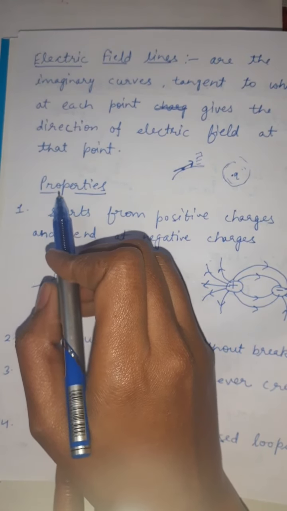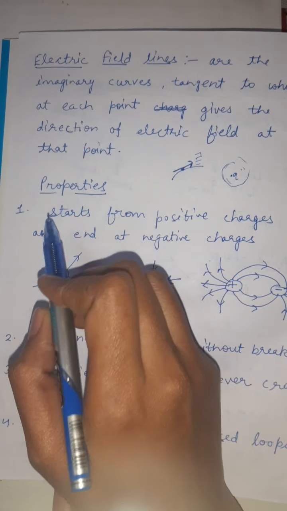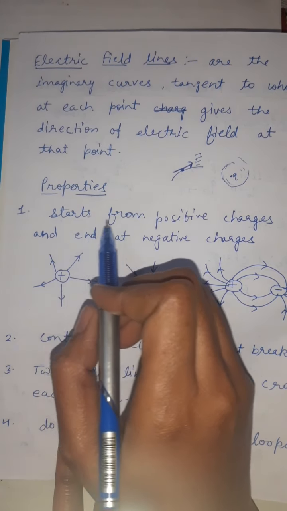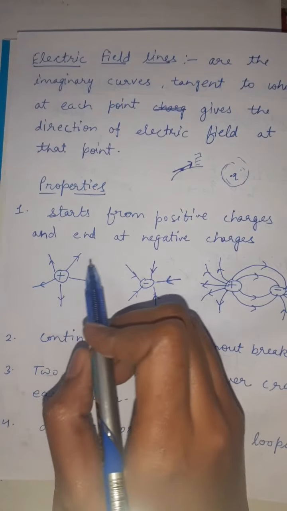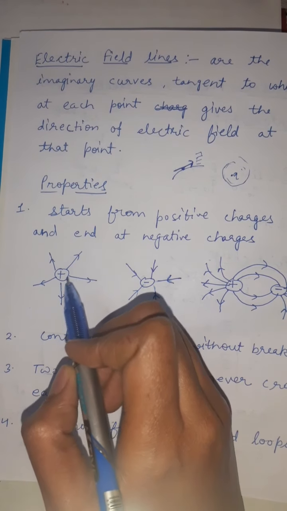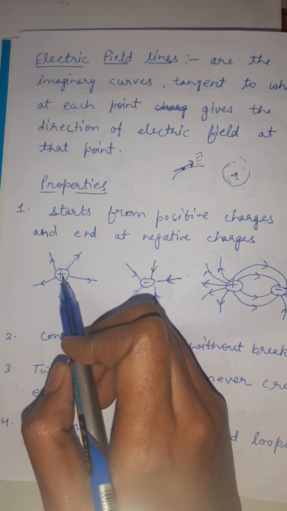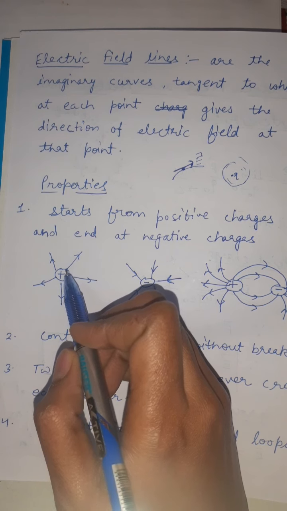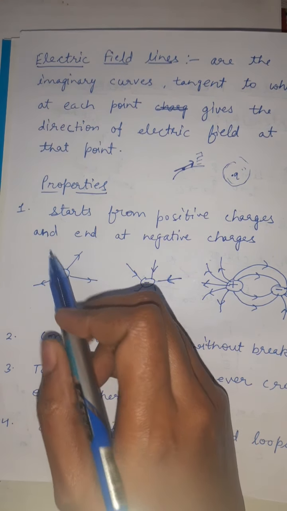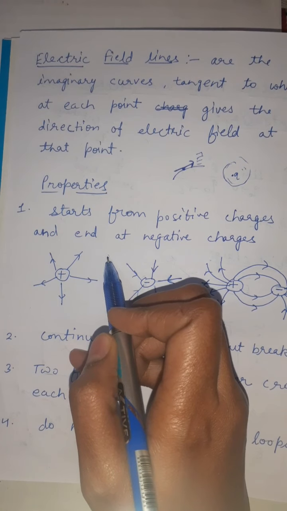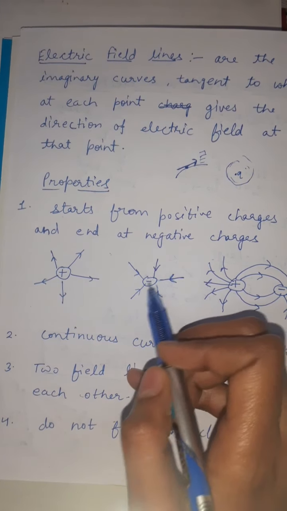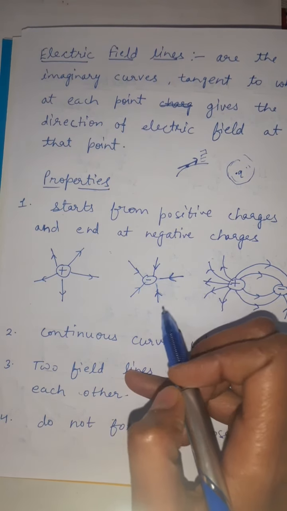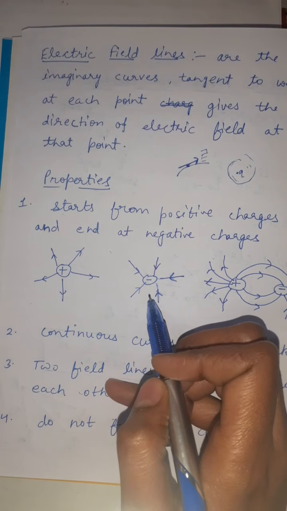Now, the properties of the electric field lines. There are many properties. First, electric field lines start from positive charges and end at negative charges. See, it is a positive charge, and how will we represent its electric field lines? It is a single charge only, so the direction of the electric field lines will be outwards from it, because they originate from the positive charge and end at the negative charge. So for a single negative charge, the electric field line directions will be inwards. They both are for single charges.